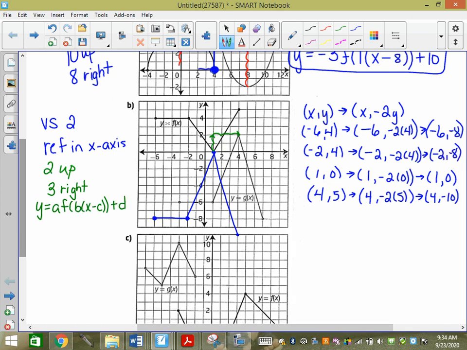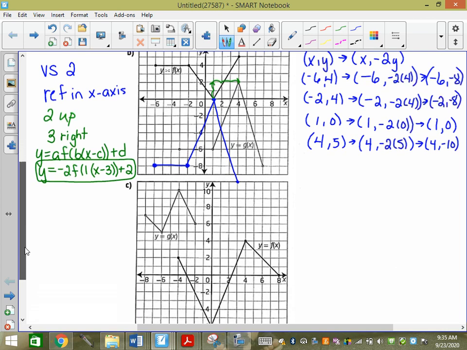So I'm going to get y equals, I multiplied by -2, f, my b nothing happens, so I'm going to put a 1. I need to move 3 right, so I'm going to do x minus 3. And I need to move 2 up, plus 2. Okay? Then we go to our bottom one.